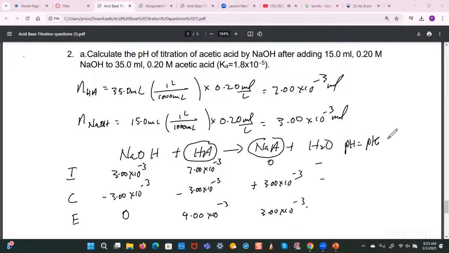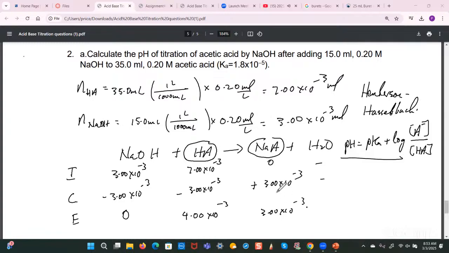pKa plus the log of, sorry, the sodium acetate concentration. I'm just going to put A minus here. Concentration divided by HA. Exactly, right? And this is called the Henderson-Hasselbalch equation. Henderson, just to remind you, Hasselbalch, not sure if I'm spelling this right. Equation, all right? So this is the equation you're going to use now to calculate the pH at this point.